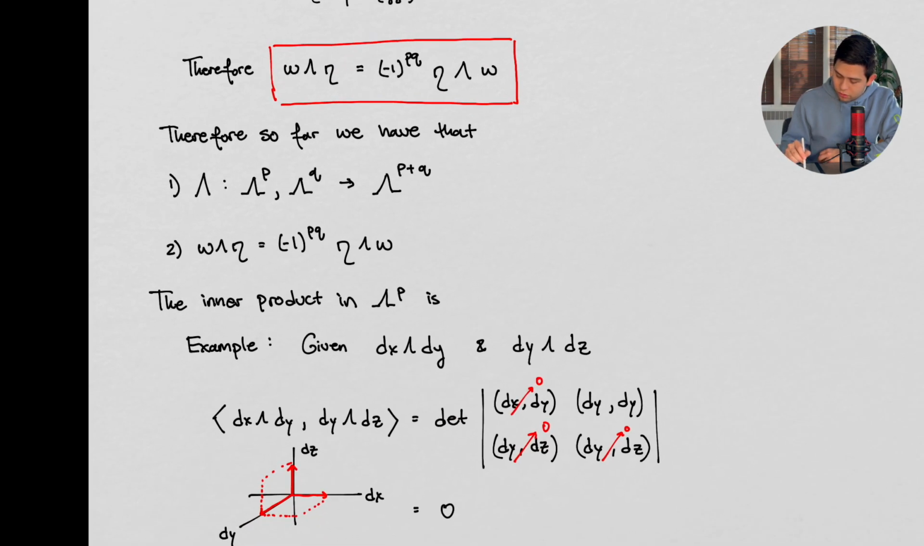So far, what we've seen when we've talked about forms is that we have the wedge, which takes us to the p plus q form. If we're wedging a p-form with a q-form, we get a p plus q form, and now we have this rule. Okay.